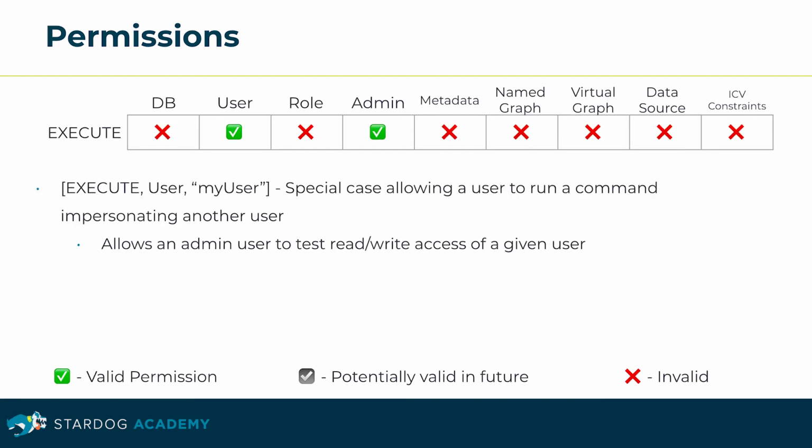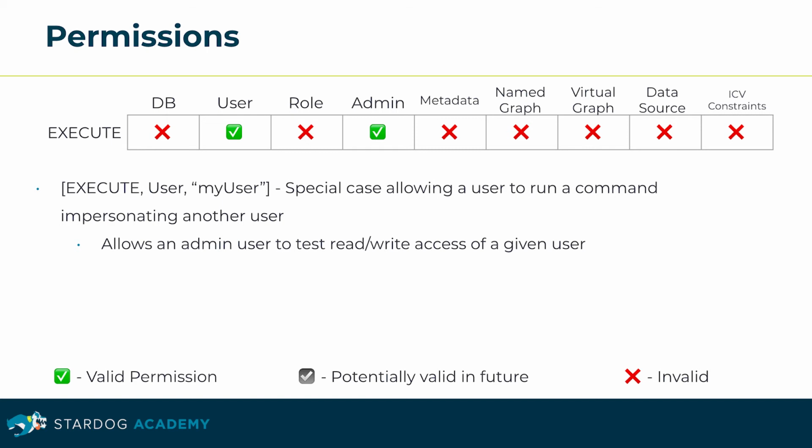Finally, the execute permission has two very specific uses. If a subject has execute permissions on a given user, then that subject can execute commands while impersonating that user. This is useful in cases where, for example, a service account would need to act on behalf of a different user so that that user's permissions are taken into consideration. It is also useful for administrators to test their security setup by seeing what a regular user would see in a given circumstance.